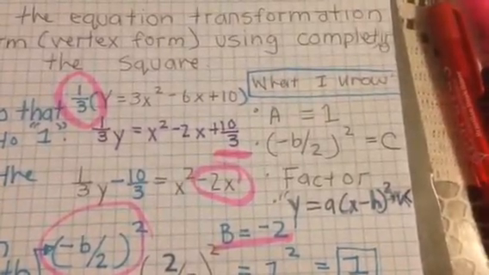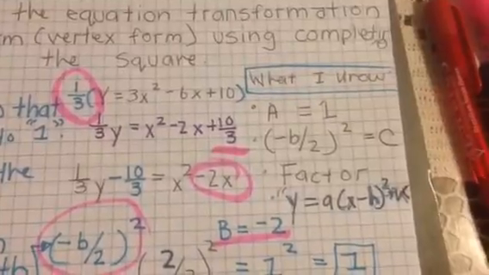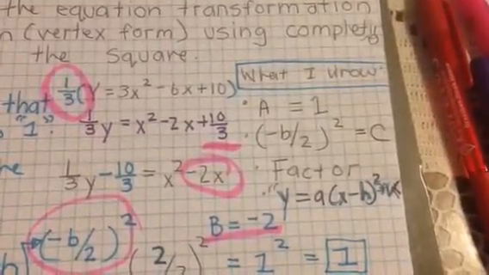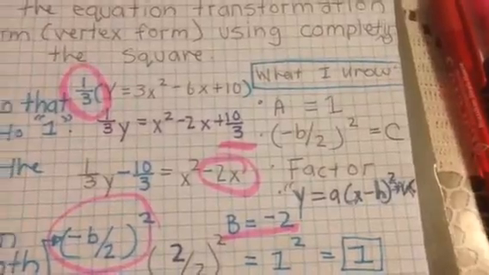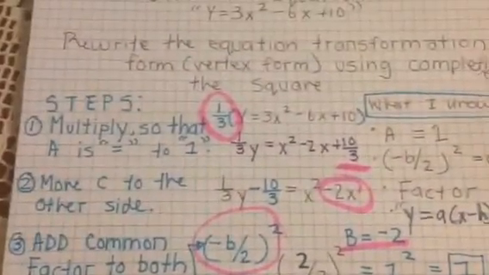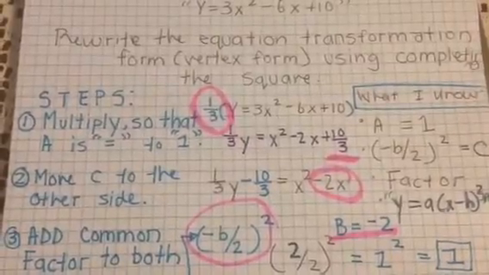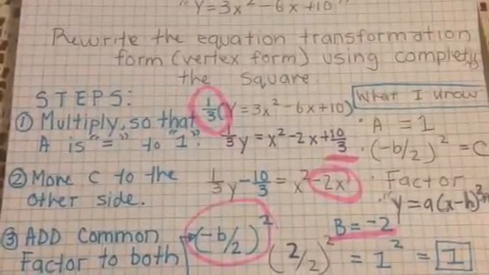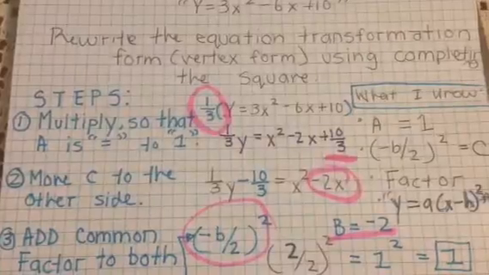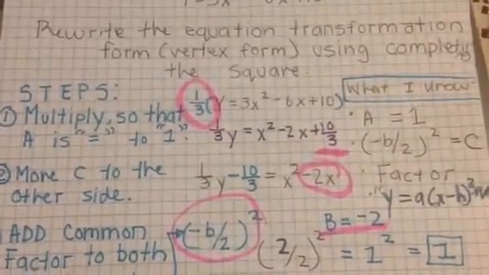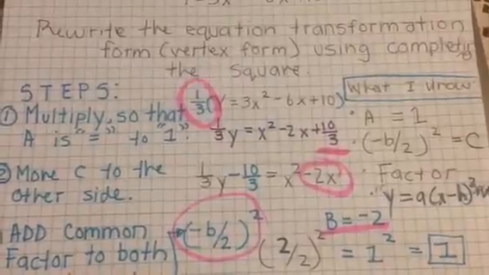I know I'm going to have to factor, and I know that vertex form is y equals a(x minus h) squared plus k. So my first step is to multiply so that a is equal to 1. And I multiply by 1 over 3 so that I can cancel out 3, which was a in this case. And I eventually get 1 over 3 y equals x squared minus 2x plus 10 over 3.